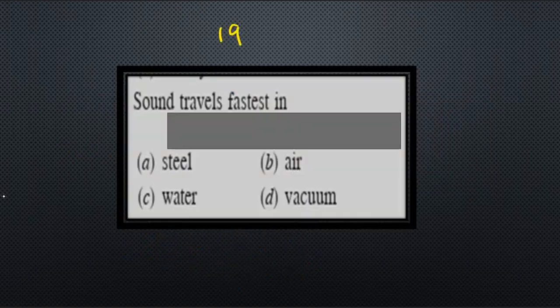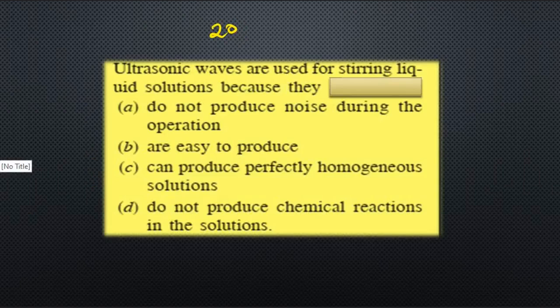Moving into question number 19. Sound travels faster in steel, air. Yes. Easy question. In steel. Question number 20. Ultrasonic waves are used for stirring liquid solutions because they do not produce noise. We don't need noise here actually. So think of the answer. Do not produce chemical reaction. Answer D.